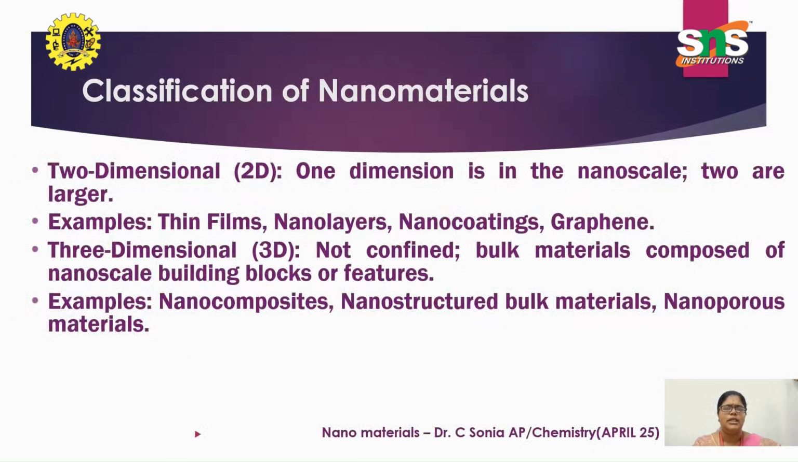For 2-dimensional nanomaterials, 1 dimension is in the nanoscale range and 2 are larger than the nanoscale range. That is, in the 2-dimensional, only 1 dimension is in the nanoscale range. Examples for that are thin films, nanolayers, nanocoatings, graphene, etc. All these are 2-dimensional nanomaterials. We have to remember that only 1 dimension out of 3 will be in the nanoscale range and the other 2 will be in the larger scale range.